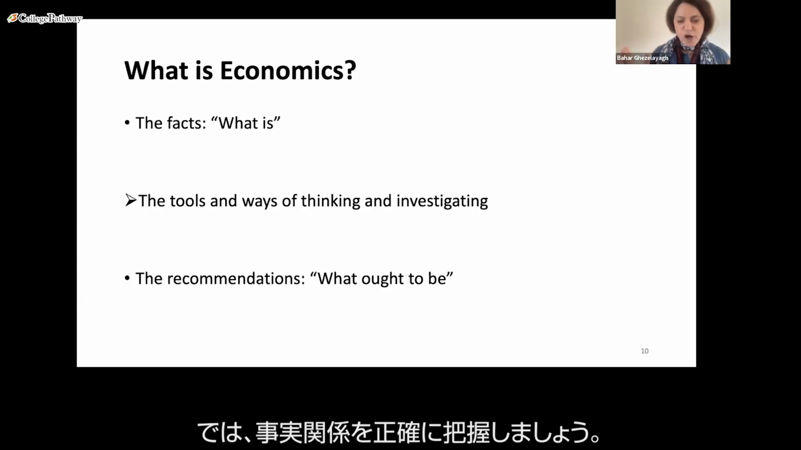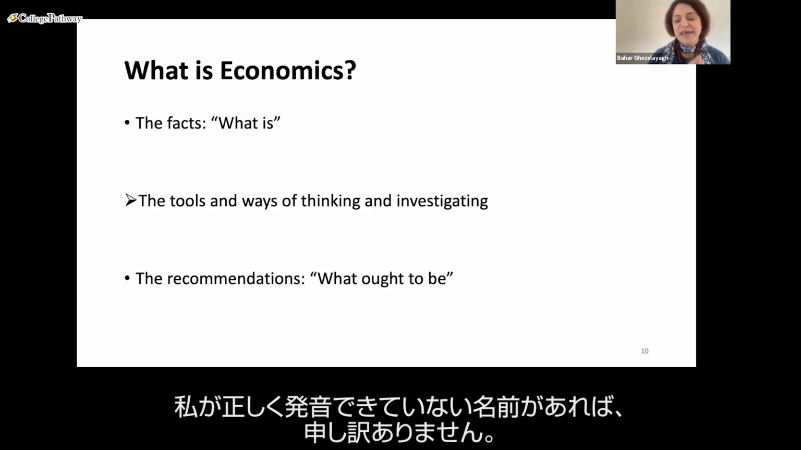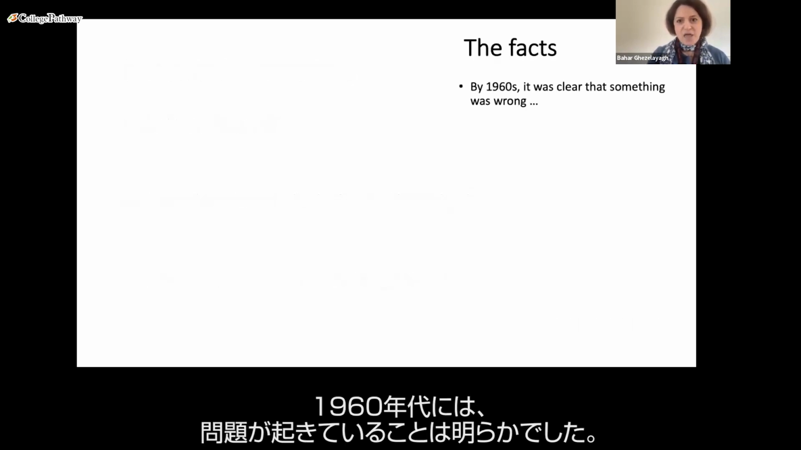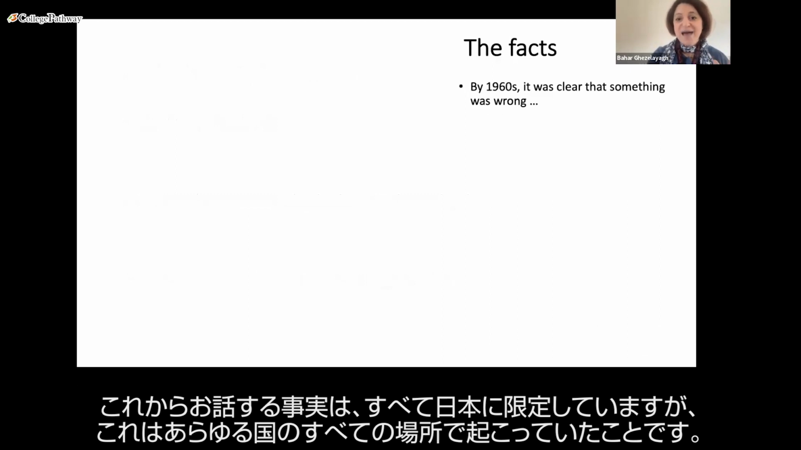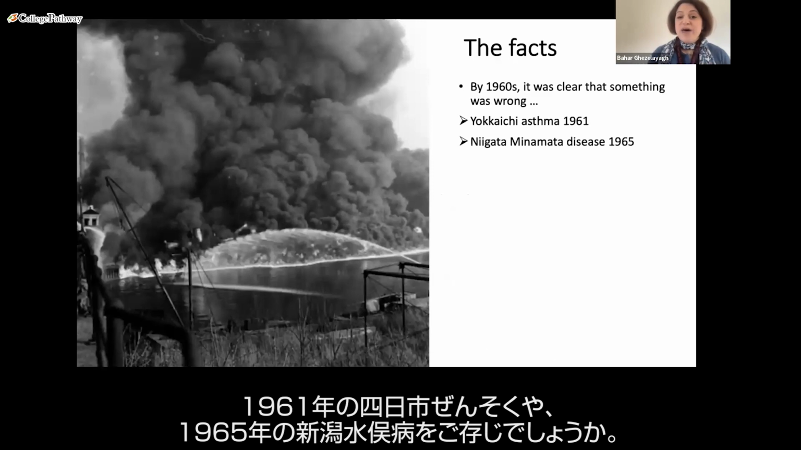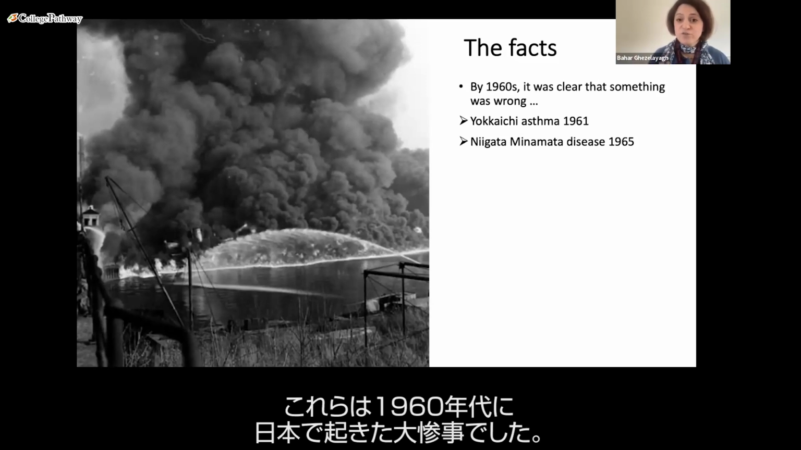So now, let us get the facts correct. And I do apologize for any of the names that I am not pronouncing correctly. Okay, the facts. By the 1960s, it was clear that something was wrong. Now, the facts that I'm going to show you are all specific to Japan, but this was happening everywhere, in all different countries. I don't know whether you've heard of Yokkaichi asthma in 1961, or Niigata-Minamata disease in 1965.